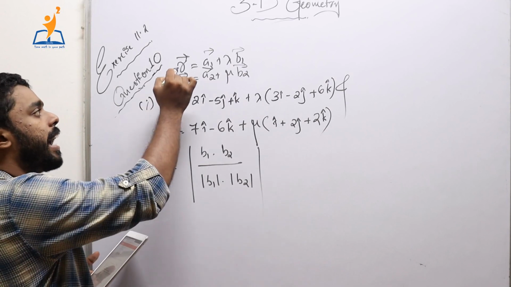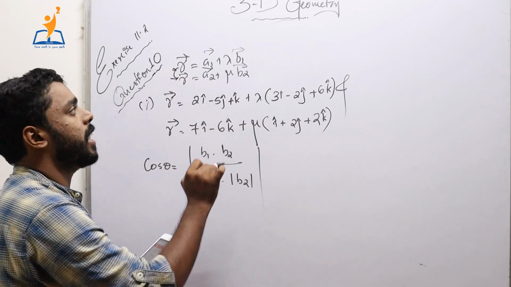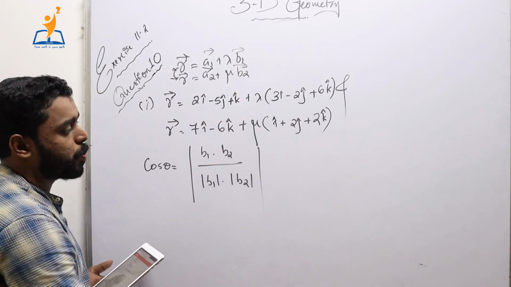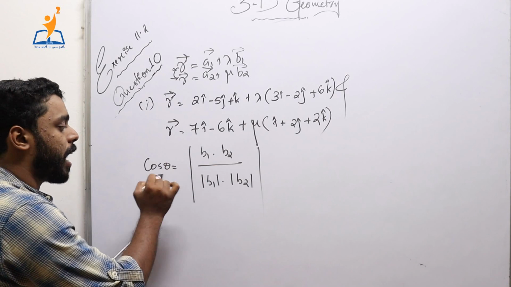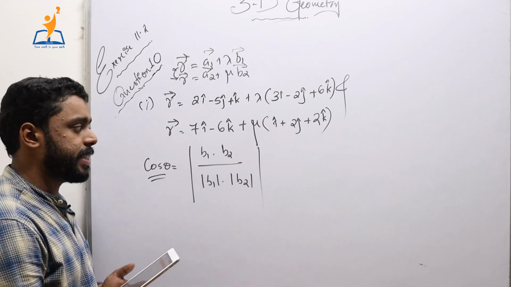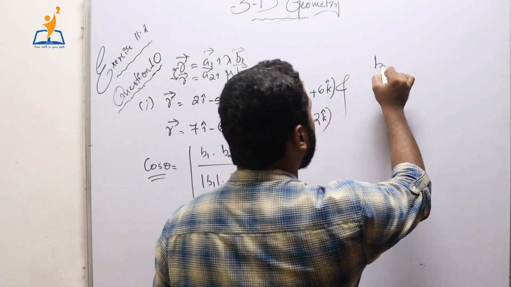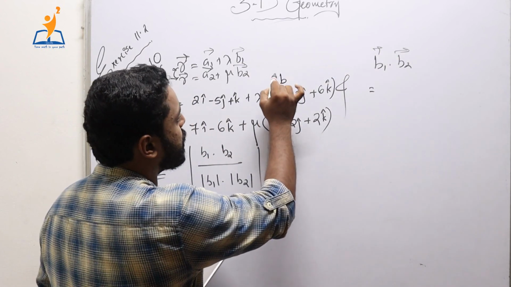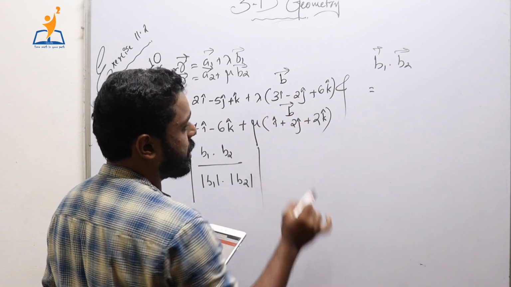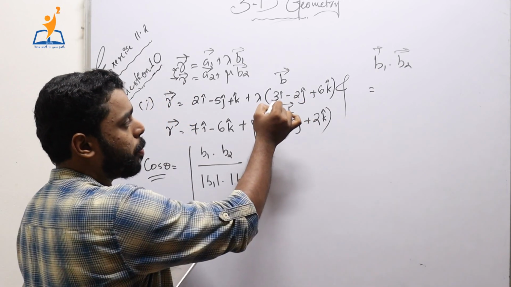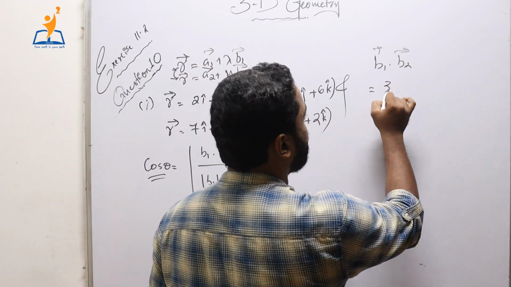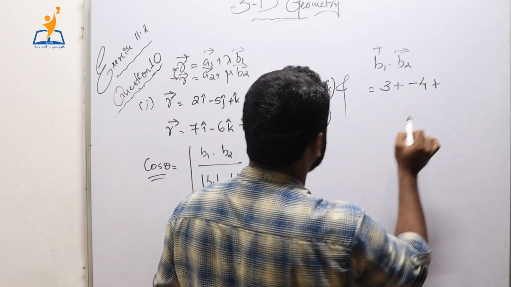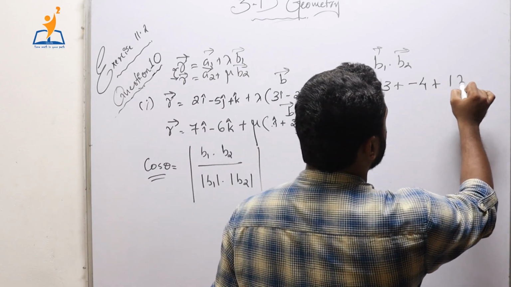So in order to find the angle between these two lines, it is enough to find the angle between b1 and b2, and using the formula for the dot product, we can easily find cos theta between these two lines, isn't it? Now we shall find b1 dot b2. Here vector b is equal to this, and here vector b is equal to this vector. b1 dot b2 is equal to 3 into 1 equal to 3, plus minus 2 into 2, it is equal to minus 4, plus 6 into 2 is equal to 12, isn't it?